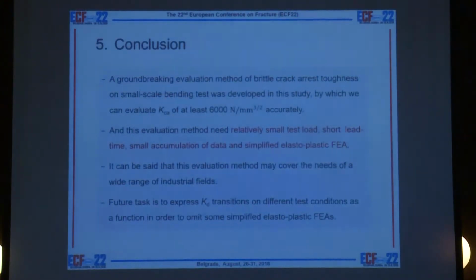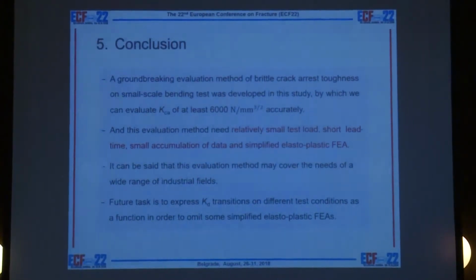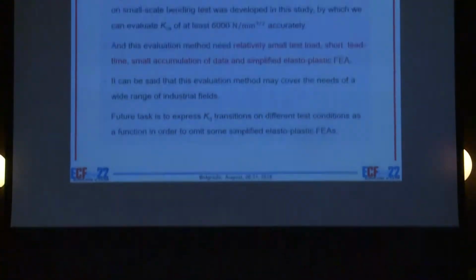Finally, let me summarize the findings obtained in this research. A groundbreaking evaluation method of brittle crack arrest toughness by small-scale bending test was developed in this study, by which we can evaluate KCA of at least 6,000 accurately. And this evaluation method needs relatively small test load, short lead time, small accumulation data, and simplified elastic plastic FEA.